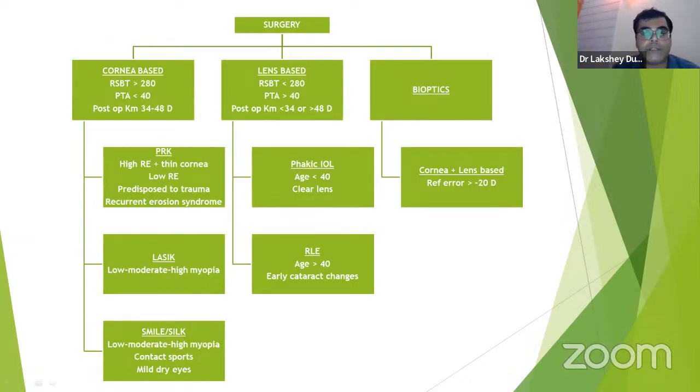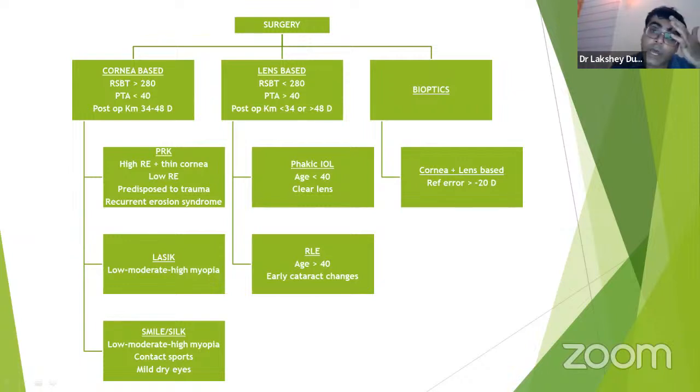So this slide summarizes how to select which procedure for which patient. If RSBT, residual stromal bed, is more than 280, percentage tissue altered is less than 40, and post-op K is 34 to 48, we go for a cornea-based procedure. If the cornea is thin, low refractive error, patient is predisposed to trauma or recurrent erosions, PRK can be done. If the cornea has adequate thickness, LASIK can be done. And if the patient has mild dry eyes, then SMILE can be considered.